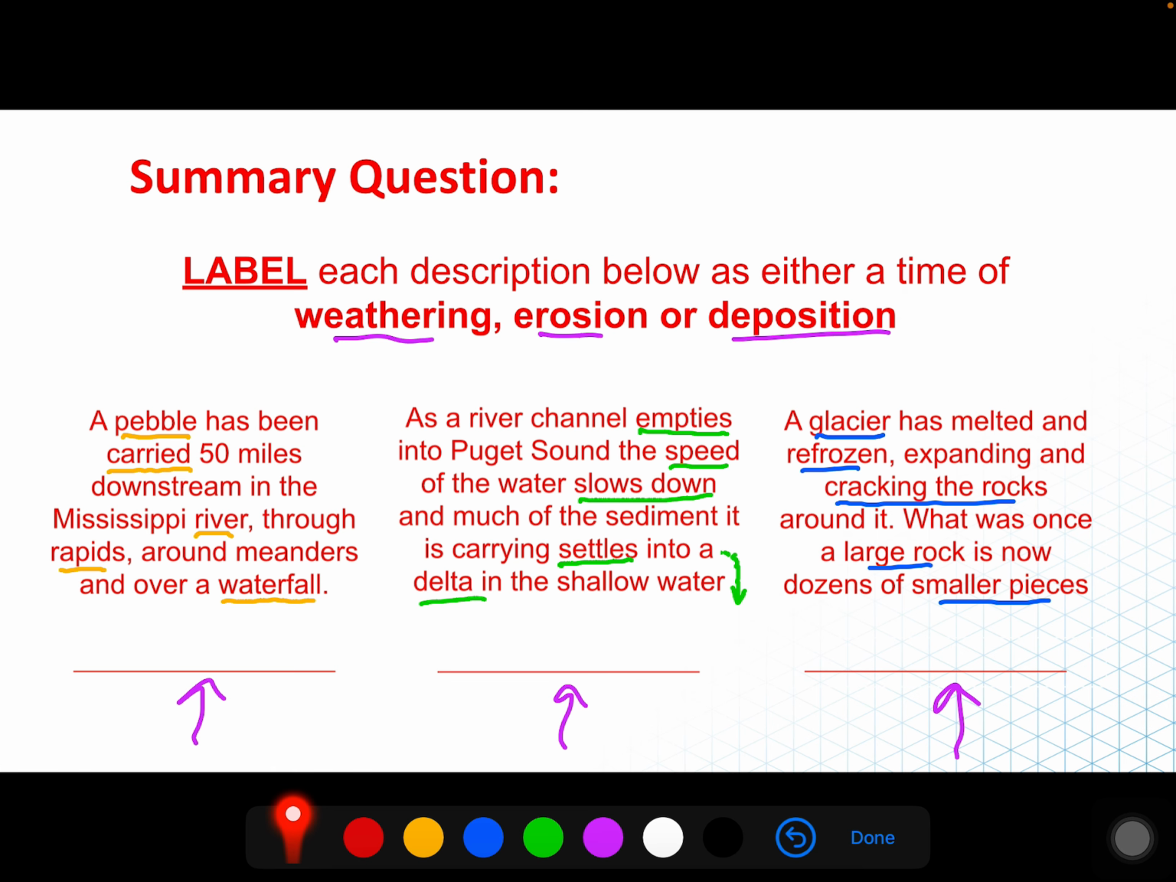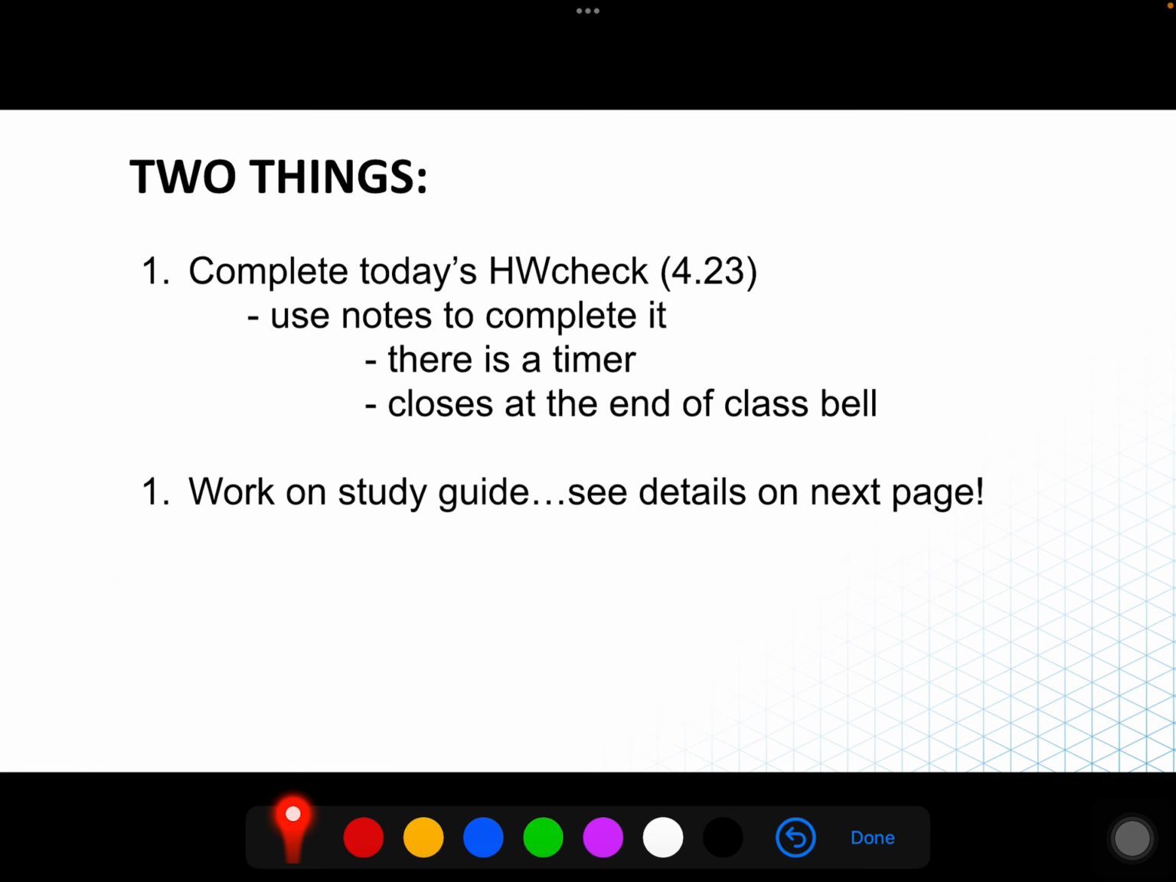Great. Now that we are done with our notes, you got 2 things to complete today. 30 more seconds in this video. Make sure you pay attention very carefully. One is the homework check. So you're going to use the notes we just did to complete it. Like always, there's questions coming right from it and a screenshot. There is a timer, so make sure you are actively finishing it up before the timer closes, and it will not be available after the end of class bell. So as this video finishes up, you want to make sure you are done with it.